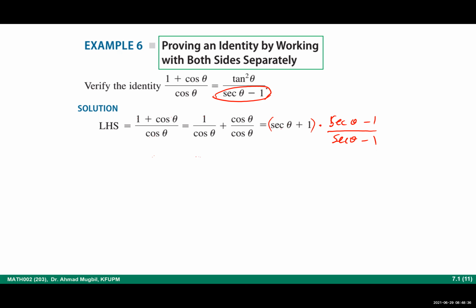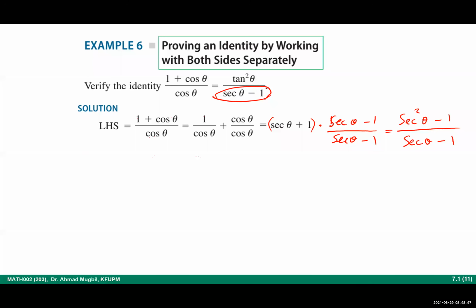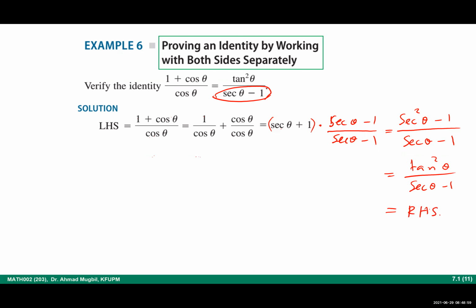Now, secant theta plus 1 multiplied by secant theta minus 1, what is it? It is secant squared theta minus 1, difference of squares, over secant theta minus 1. Now, what is secant squared minus 1? It is tan squared theta over secant theta minus 1. And this is equal to the right-hand side. We can prove this directly. And if you can do that, it is better. But if you cannot, you can stop and go and simplify the other side. Okay?